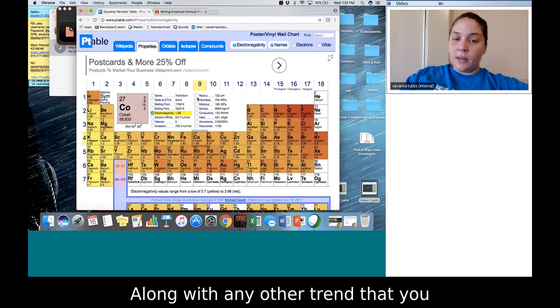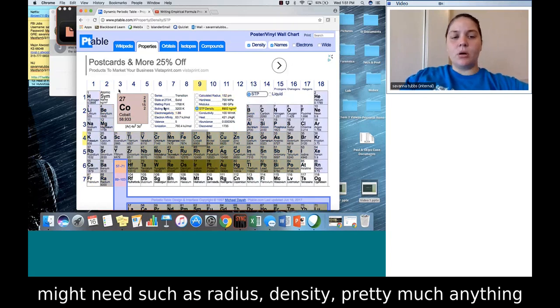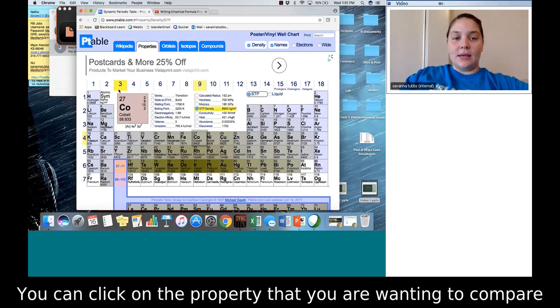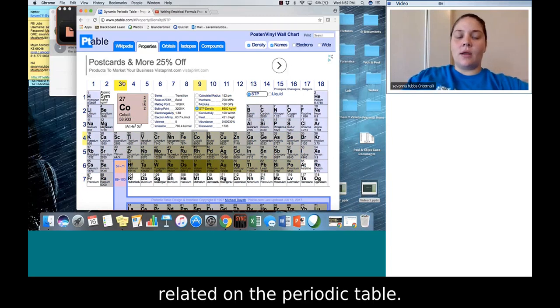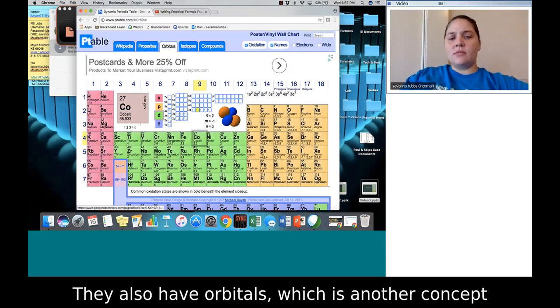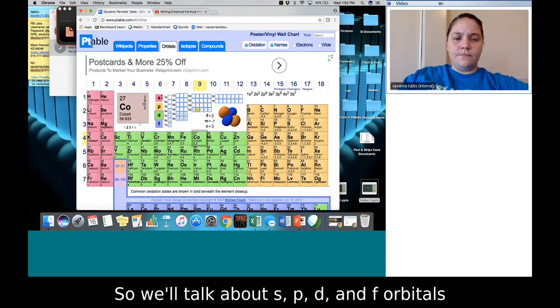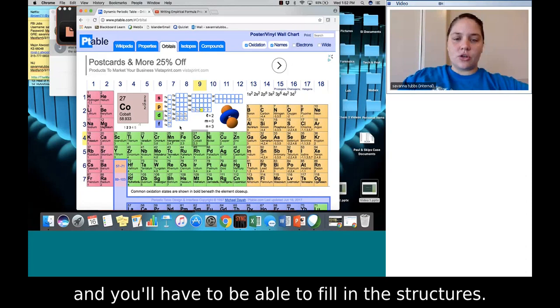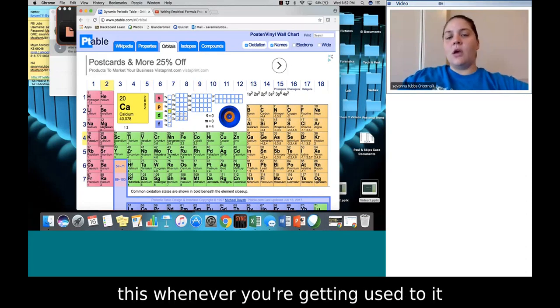Along with any other trend that you might need, such as radius, density, pretty much anything, you can click on the property that you want to compare, and you'd be able to see how it is related on the periodic table. They also have orbitals, which is another concept that you're going to be covering later on in the semester. So we'll talk about S, P, D, and F orbitals, and you'll have to be able to fill in the structures.